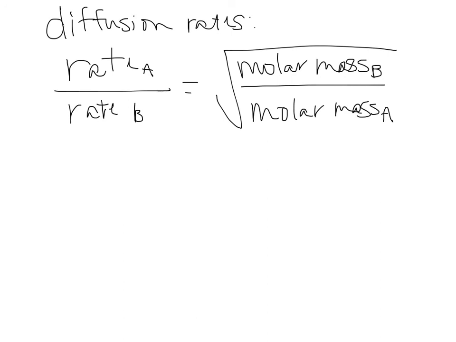Now be careful because we have rate of A over rate of B, but then we have molar mass of B over the molar mass of A. And it gets back to the fact that smaller things will diffuse faster than larger things. So we need to keep that in mind.